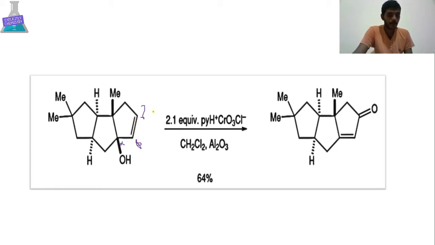If this type of compound is present, the carbonyl will attach at gamma position only, and this bond will shift over here, and this is oxidized, and thus the product is obtained in presence of pyridinium chlorochromate in presence of DCM in Al2O3. Thus the carbonyl will attach at the gamma position and this bond will shift over here, forming this compound.